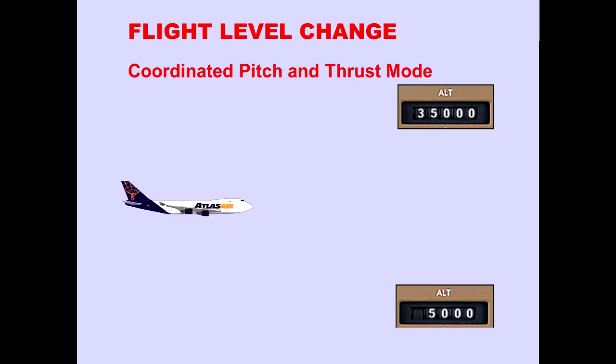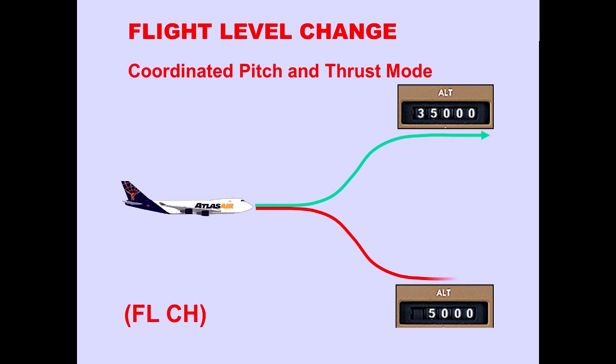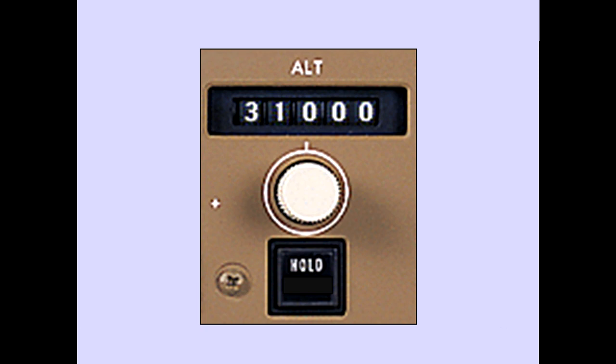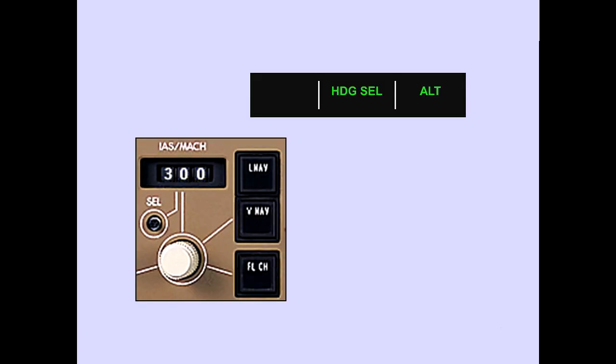The last pitch mode we'll discuss is flight level change. Flight level change is a coordinated pitch and thrust mode which provides automatic climbs and descents to pre-selected altitudes. Before selecting the flight level change mode, it is necessary to select the new altitude, in this case, 33,000 feet. Pushing the flight level change switch selects the flight level change mode. Mode engagement is indicated by flight level change speed appearing in the PFD.